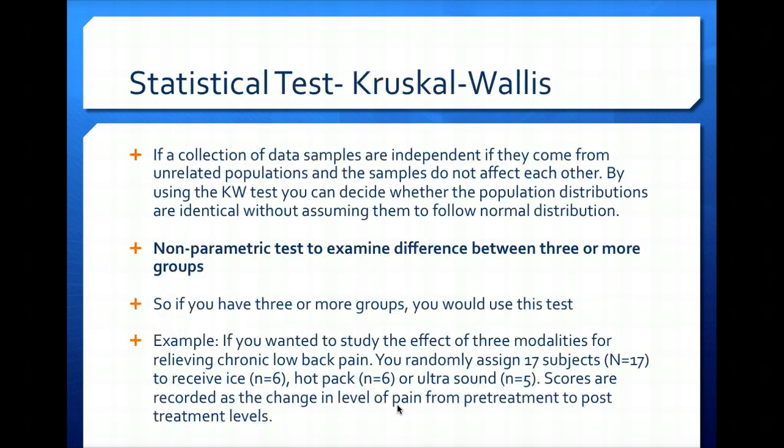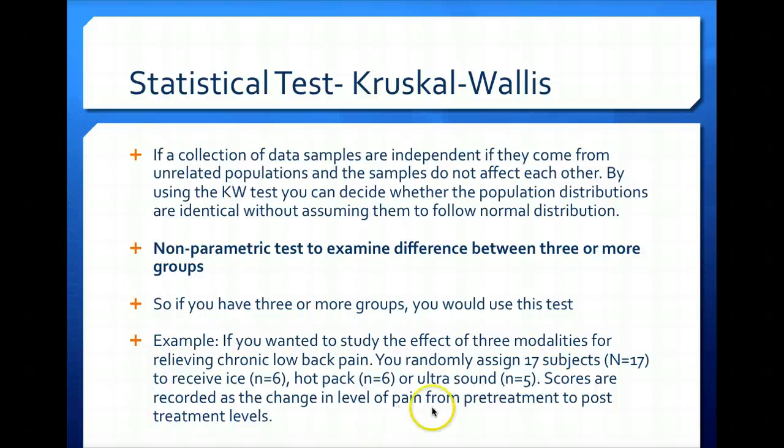Let's take a look at the next test. Okay. Now for this one, we're looking at three or more groups, and you want to understand the difference between those groups. So if a collection of data samples are independent, if they come from unrelated populations and the samples do not affect each other, by using the KW, you can decide whether the population distributions are identical without assuming them to follow normal distribution. Okay?